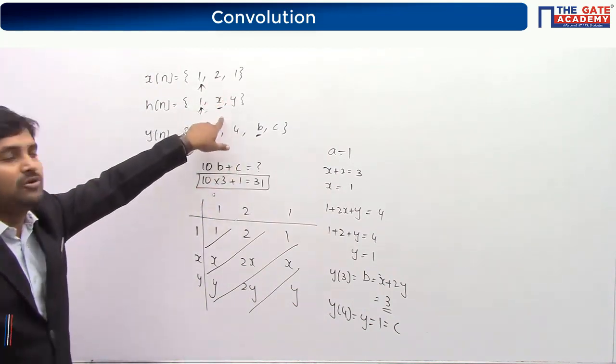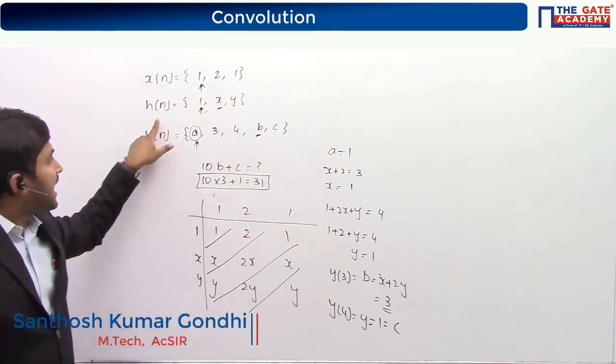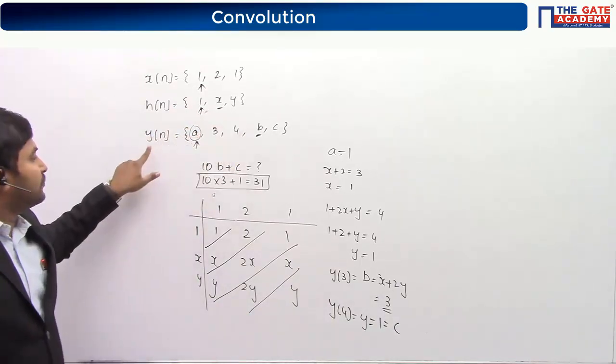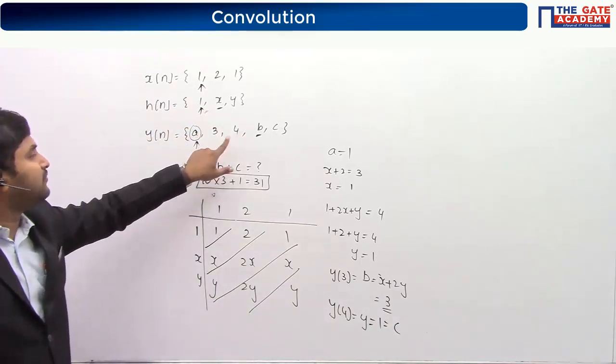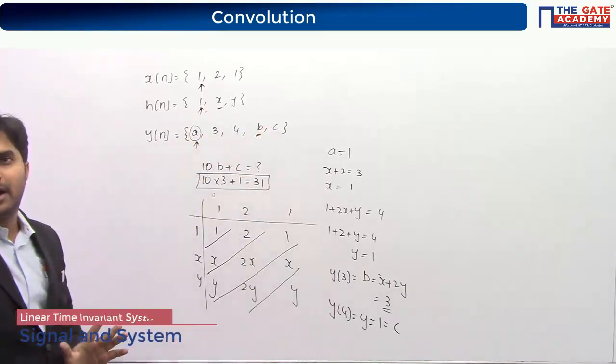X is non-zero because it is mentioned in the question. It is mentioned that h of 1 and h of 2 are non-zero. Please read the question carefully. So y of n is going to be equal to a, 3, 4, b, c. Again, I am considering that a, b and c are the non-zero values.